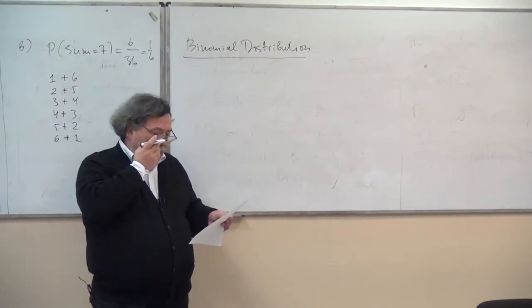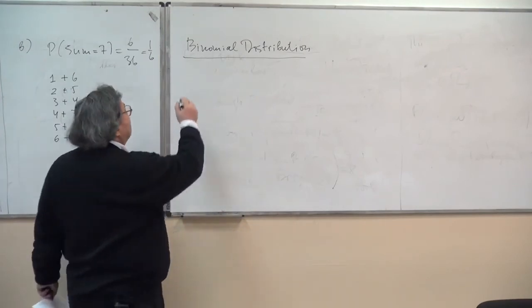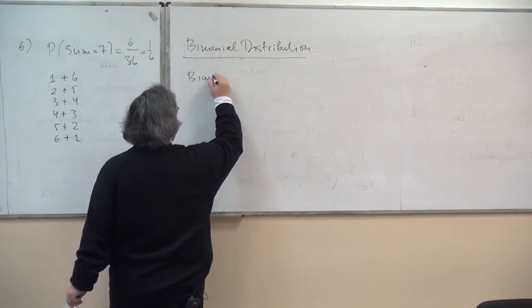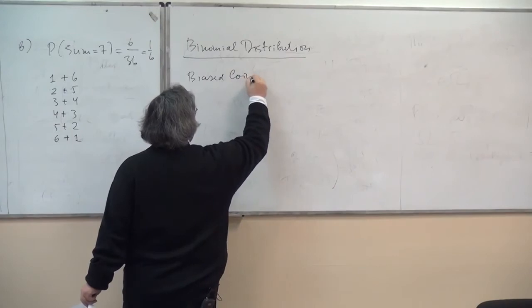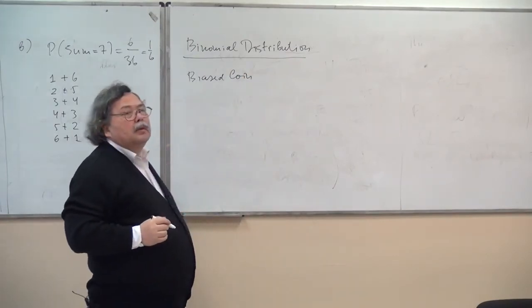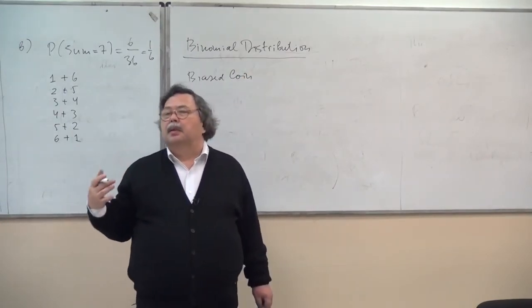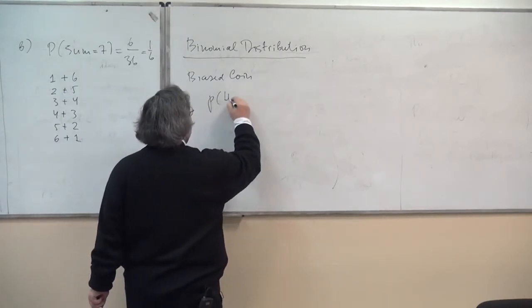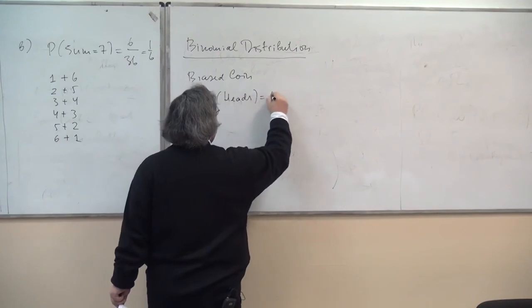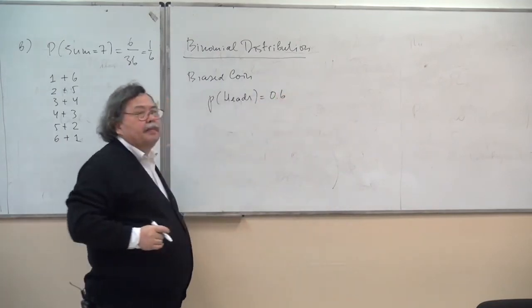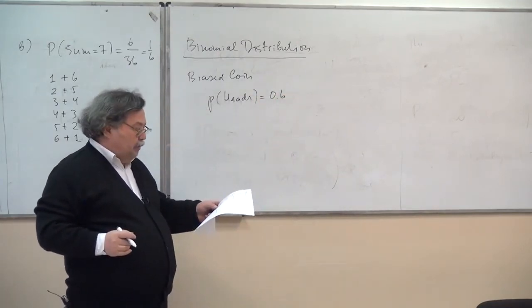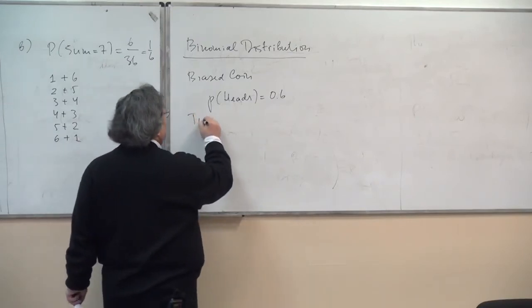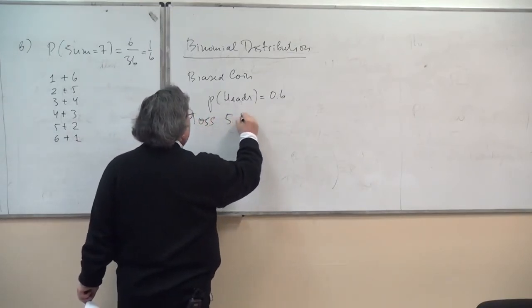Okay, suppose we have a biased coin. So we specifically say that it's biased, not fair. And the probability of heads, let's say that it's 0.6. And we toss this biased coin 5 times.